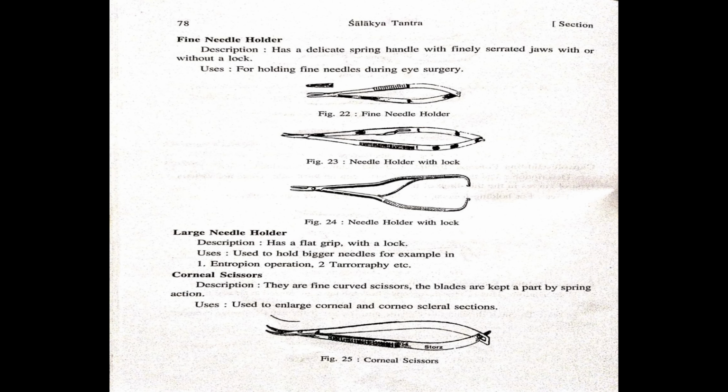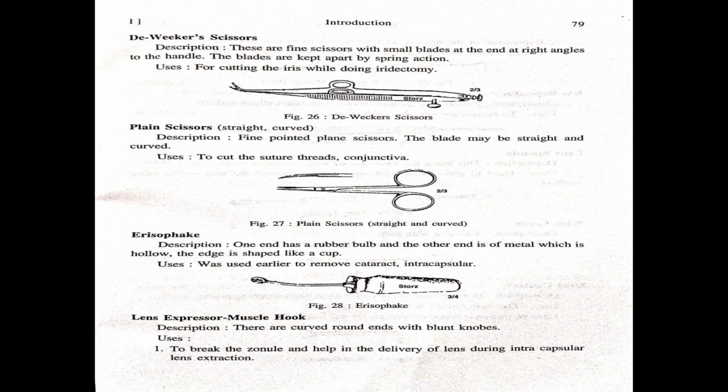Figure 25: Corneal scissors, De Weeker's scissors. Description: these are fine scissors with small blades at the end at right angles to the handle. The blades are kept apart by spring action. Uses: for cutting the iris while doing iridectomy.